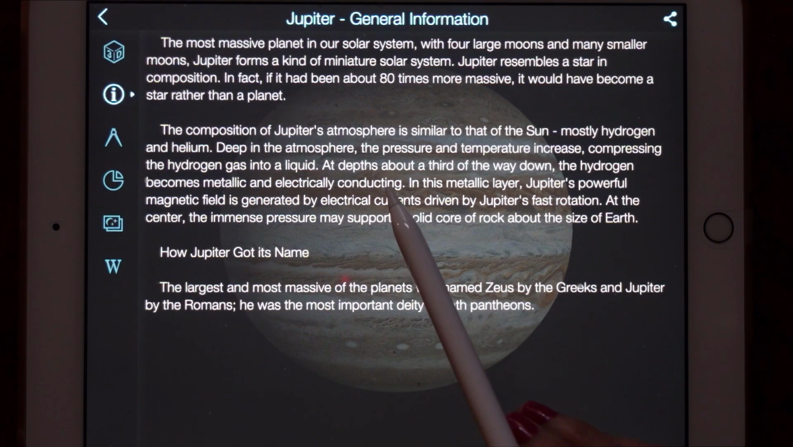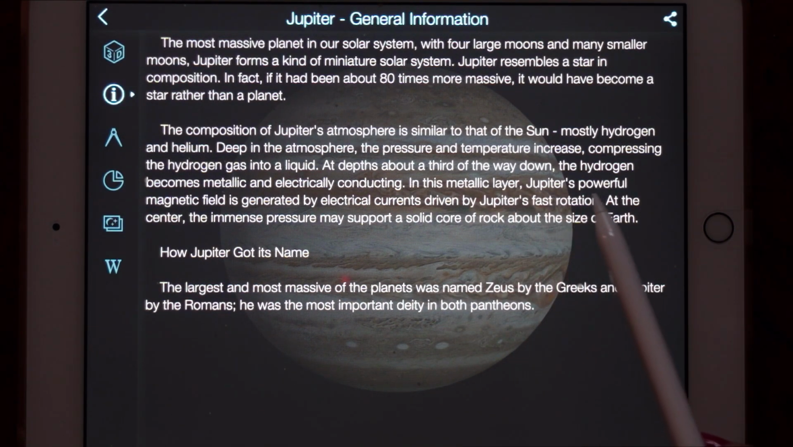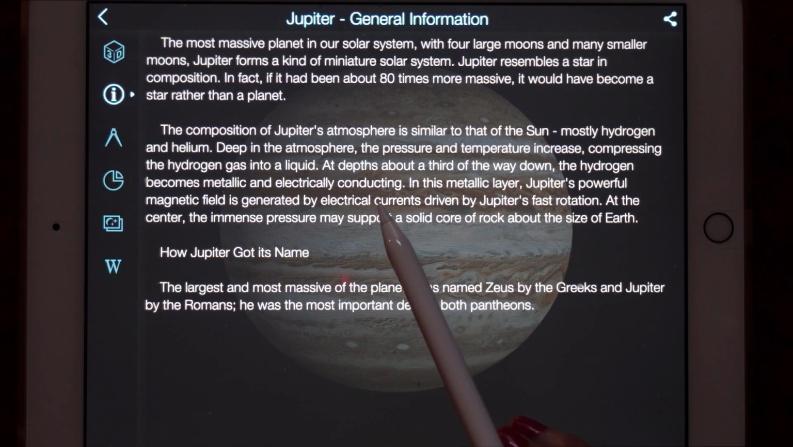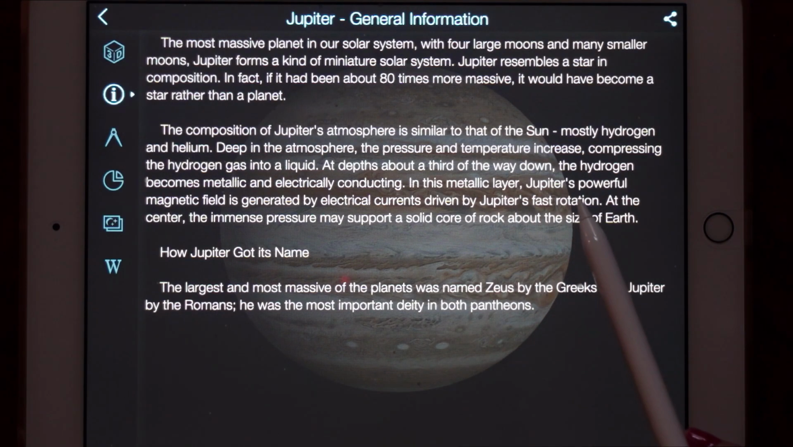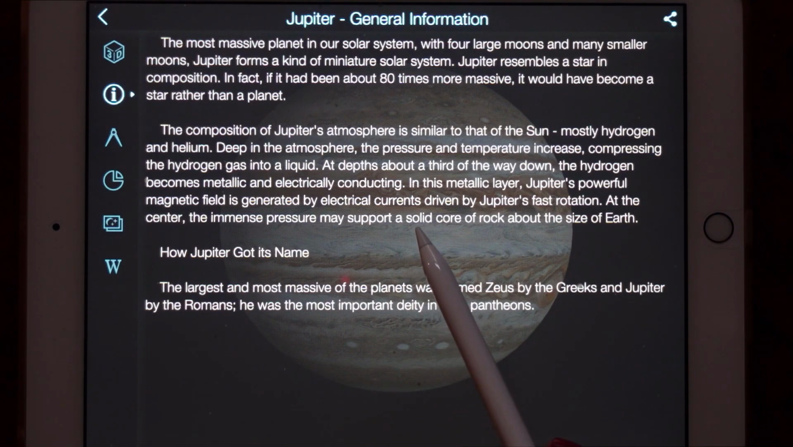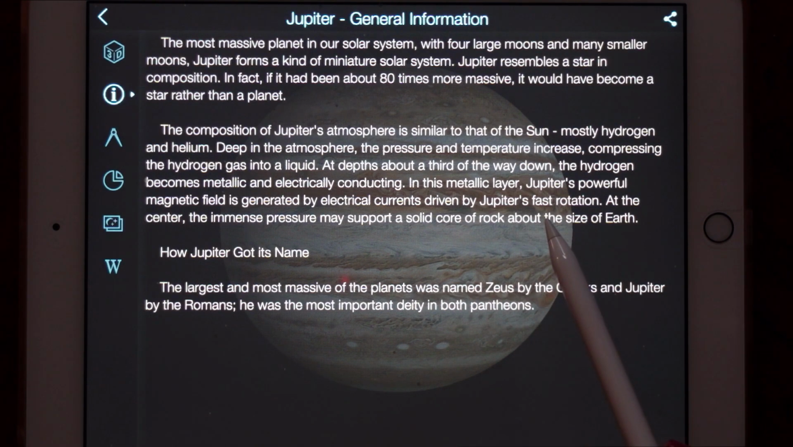Deep in the atmosphere, the pressure and temperature increase, compressing the hydrogen gas into a liquid. At depths about a third of the way down, the hydrogen becomes metallic and electrically conducting. In this metallic layer, Jupiter's powerful magnetic field is generated by electrical currents driven by Jupiter's fast rotation. At the centre, the immense pressure may support a solid core of rock about the size of Earth.